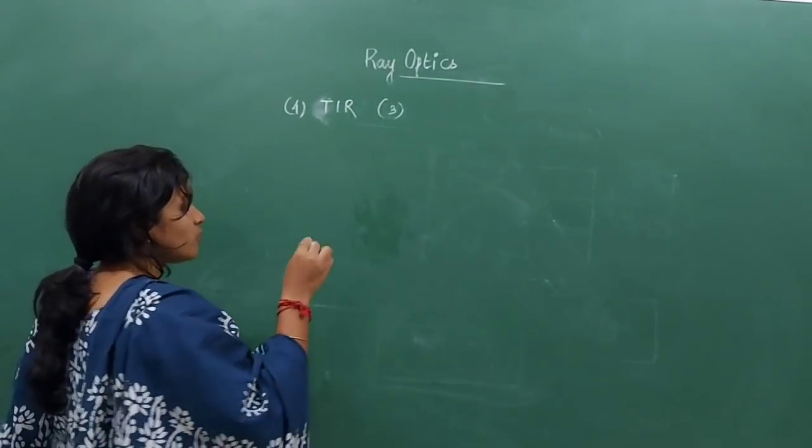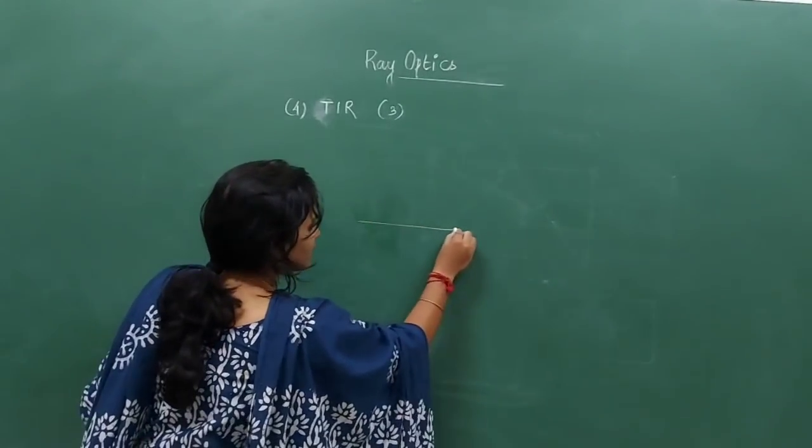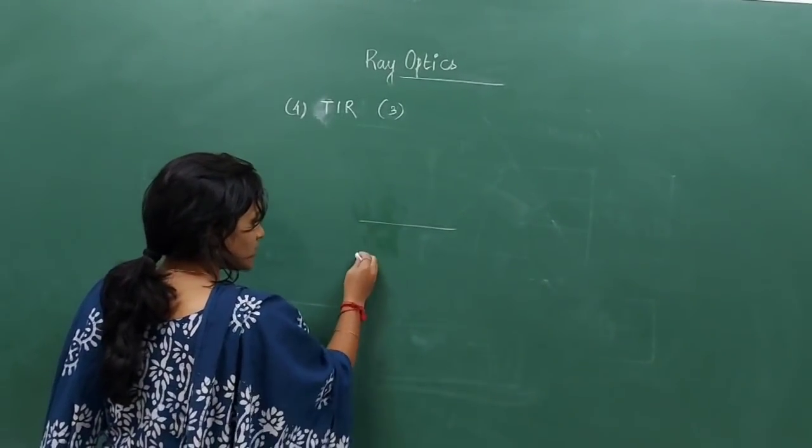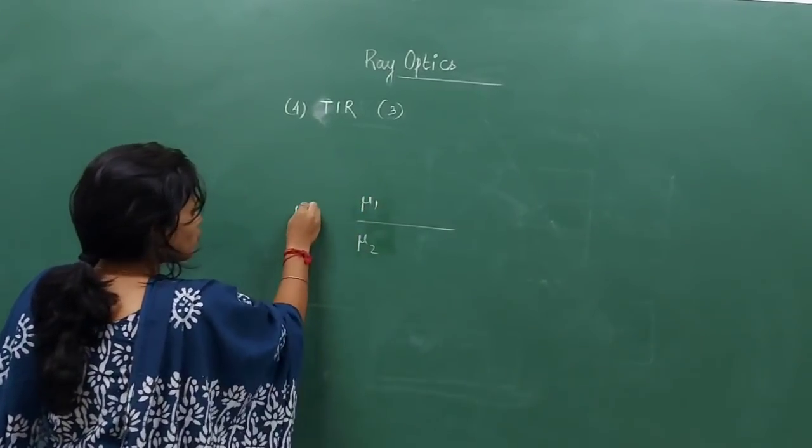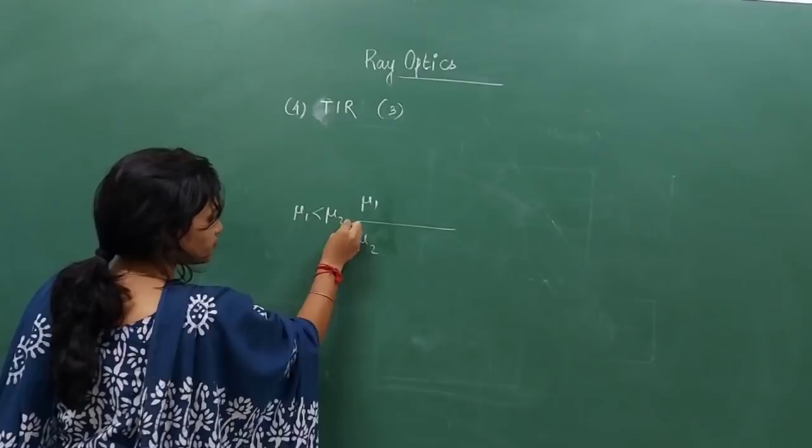And what do we mean by critical angle? Actually, this is mu2 and this is mu1, and mu1 is less than mu2.